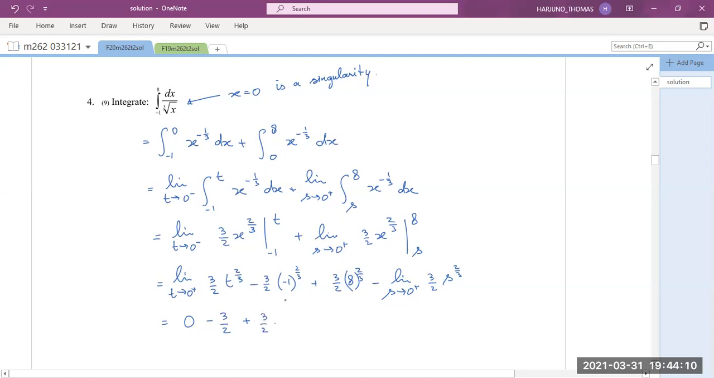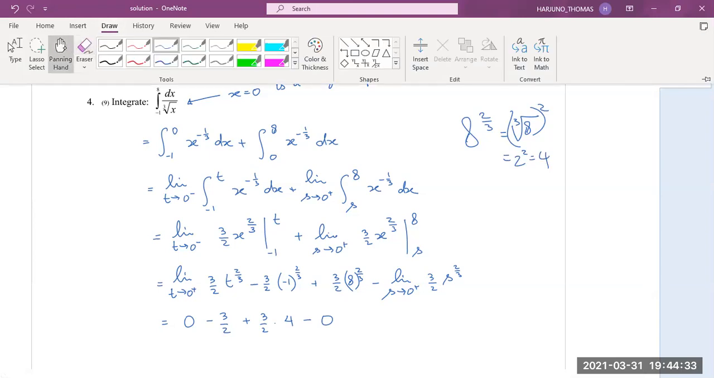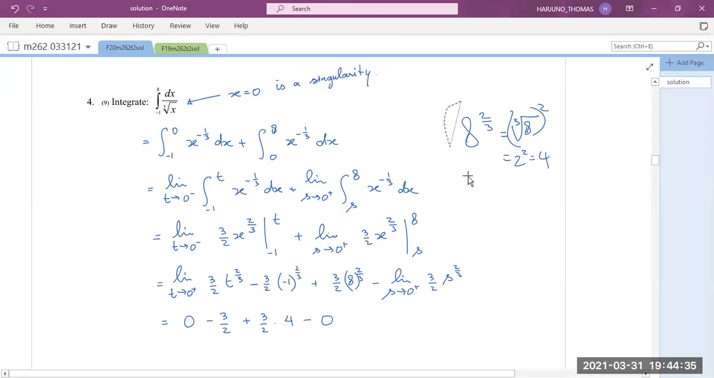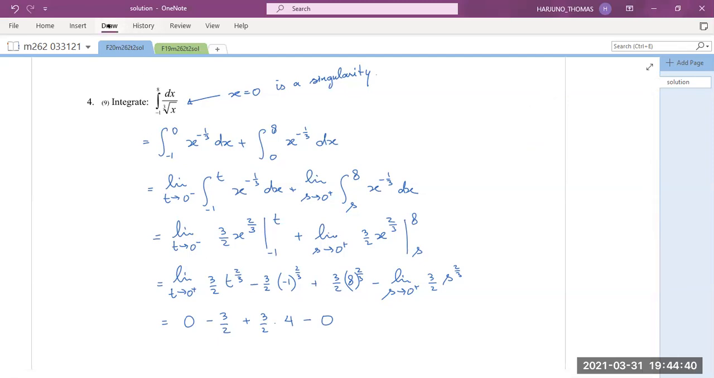3/2 times, what is 8 to the power of 2/3 without using a calculator? It's 4. 8 to the power of 2/3 means you do the cube root of 8 first, and then you square it. Okay, let me erase that. Now when we compute this further, this will be 9/2.